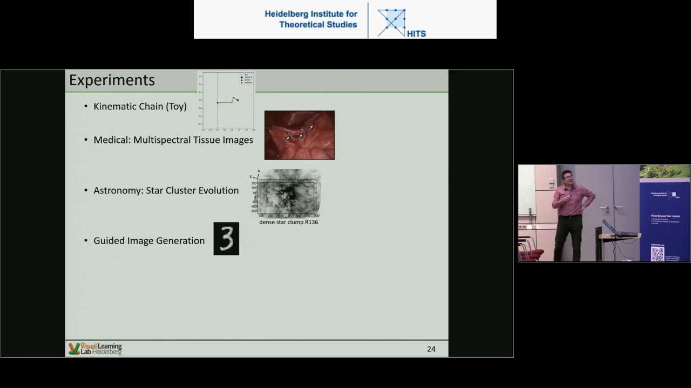Okay, so I will now show some experiments and results on comparison on the kinematic chain example. I will talk about medical multispectral tissue imaging, then what we've done with the astronomy, and a new project we just started, which is on guided image generation, also with these invertible networks.